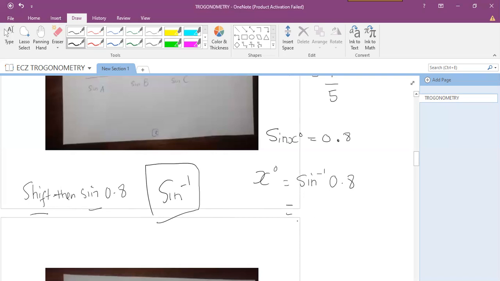59.03. Yes. Inverse sine of 0.8. Here I'm getting 53 degrees. So press shift, sine, then punch in 0.8. 59 degrees. Here on my end, I'm getting 53 degrees.